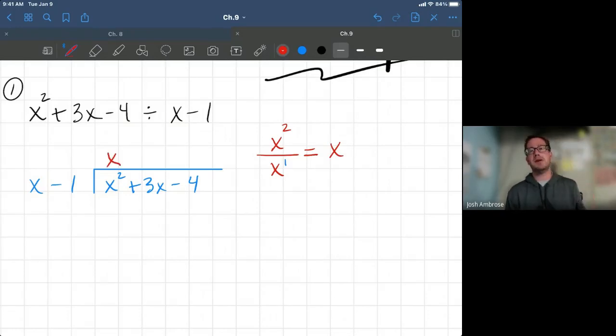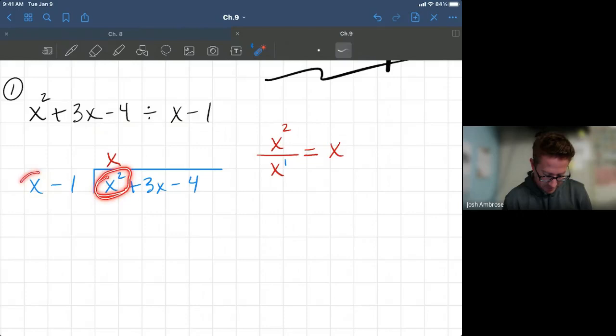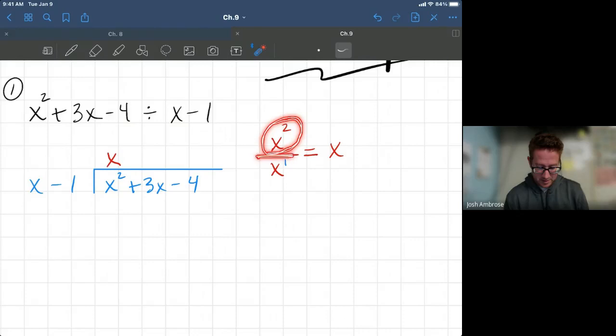So let me repeat it in a pretty straightforward, simple way. First divided by first equals the first part of your answer. That's what we did here. First part of the polynomial divided by the first part of the binomial equals the first part of your answer. Okay, that is step 1.